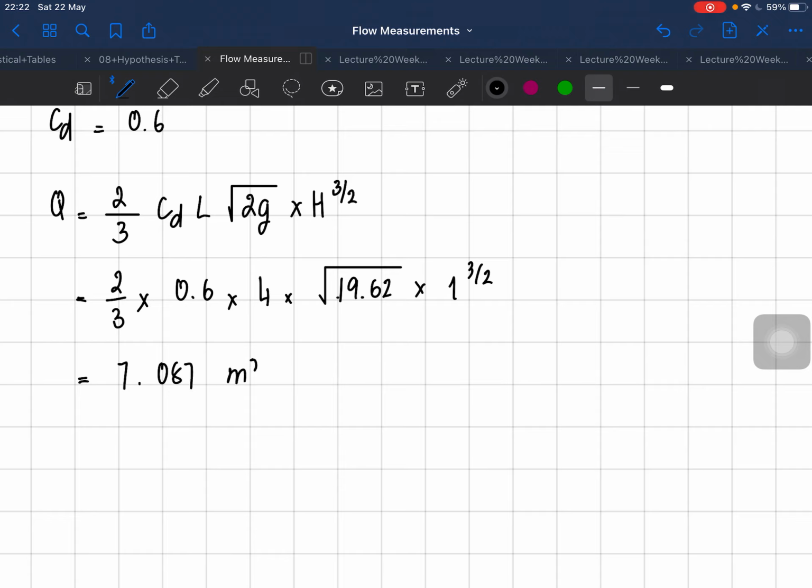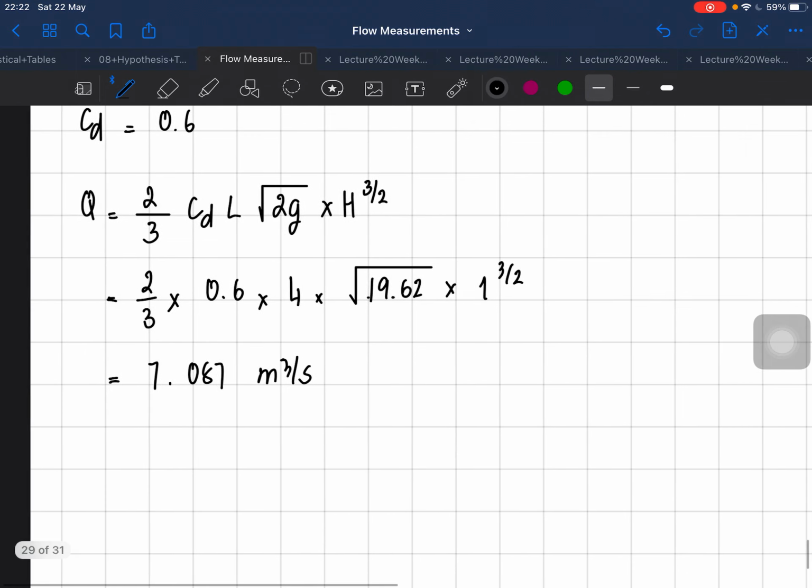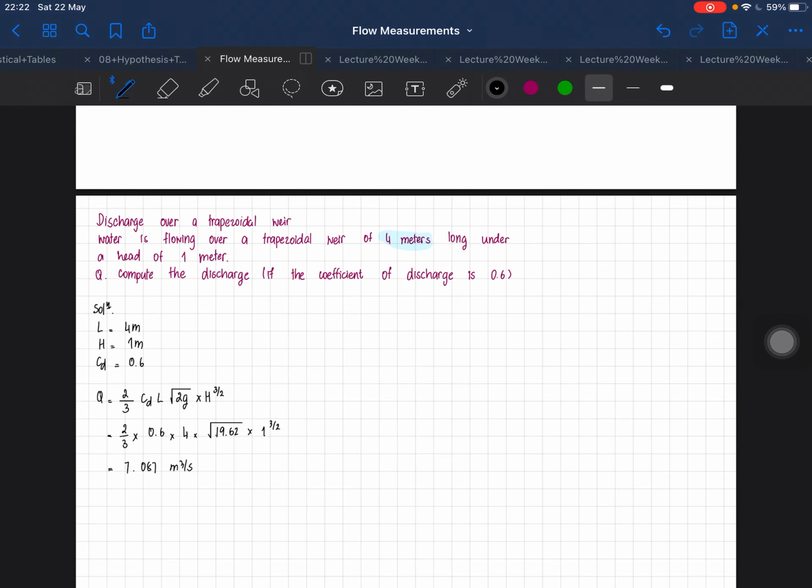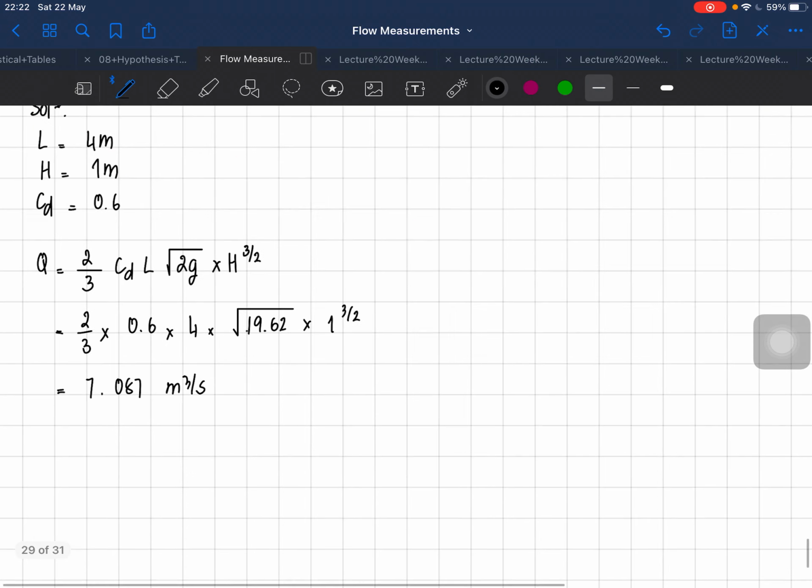7.087 cubic meters per second. They didn't ask us to convert anything, so just keep it in cubic meters per second. So that's another problem, and that problem ended.